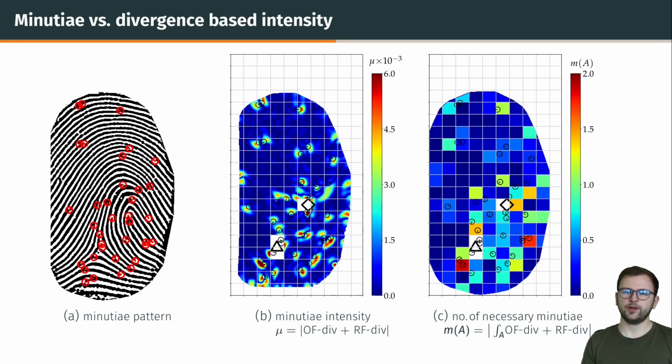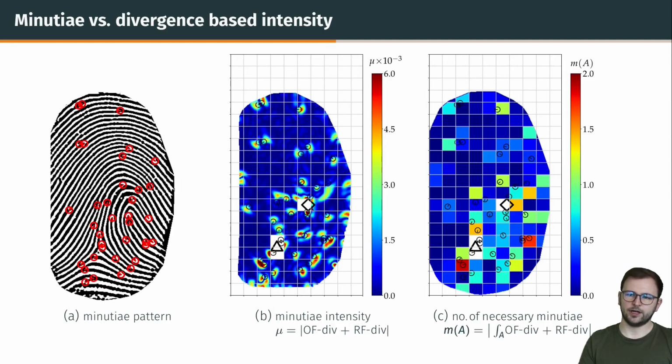The question which then arose to us was whether the minutiae intensity is also a good predictor in a quantitative sense. So, does the number of minutiae predicted by this, what we call mu here, also coincide with the actual number of minutiae we observe in a certain region? To analyze this, we said this is only meaningful when we look at larger regions. So we divided the fingerprint into several patches. This is indicated with this grid here.